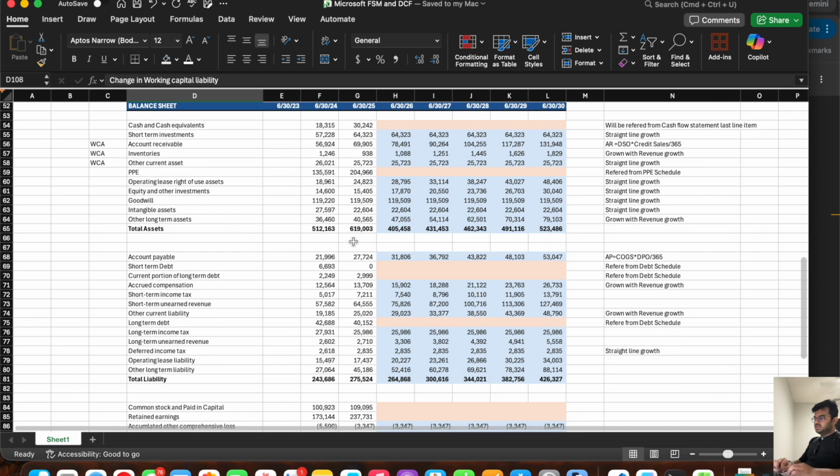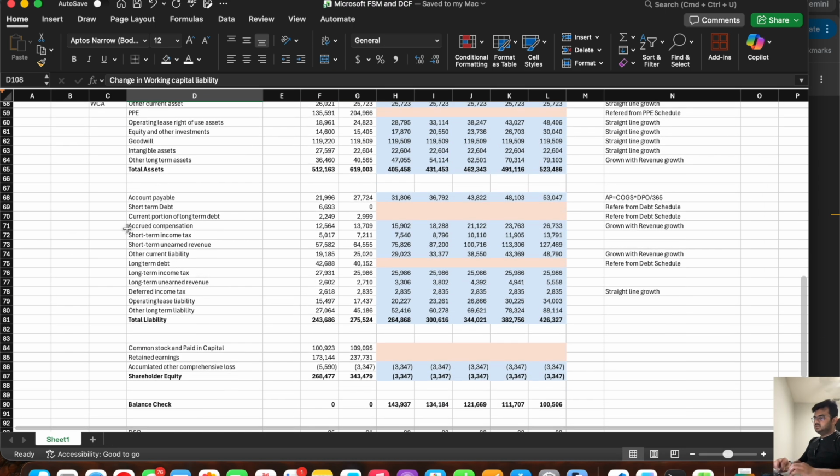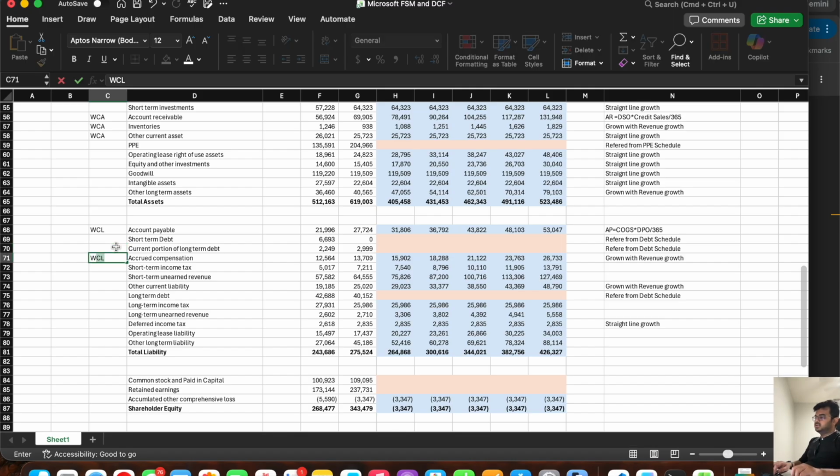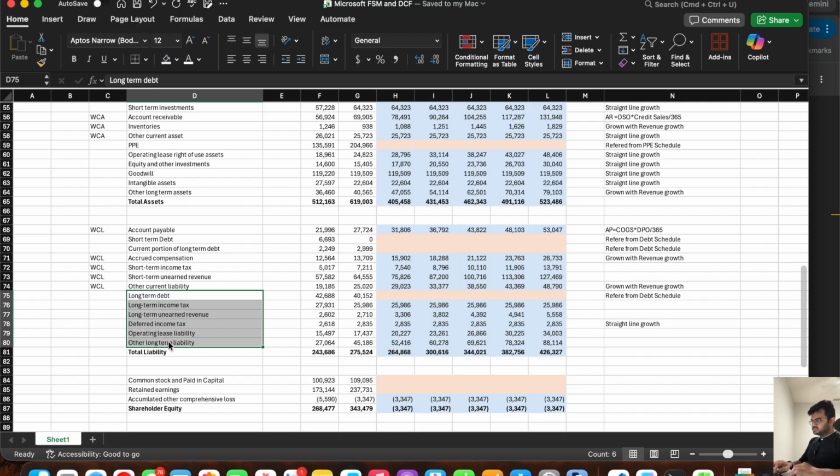Next one, working capital liability. Now let's go to the liability section and figure out what are all the working capital liabilities. Accounts payable is a working capital liability. Short debt and long term debt, these two items are not working capital liabilities. Accrued compensation is a working capital liability. Income tax is a working capital. Unearned revenue is a working capital. Other current liability is also a working capital. And long term debt and the rest of the items, I wouldn't put in the working capital section.